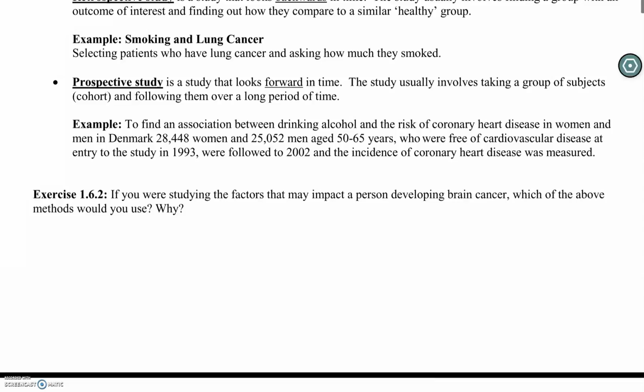So our exercise here, I love to ask, which one makes the most sense for a particular situation? So if you're studying factors that might impact a person developing brain cancer, which of the methods would you use and why? Brain cancer is not very common. So to me, this leads straight to a retrospective study. You could get a sample and then follow them into the future in a prospective study, but you'd be following them for a very long time. And there's no guarantee you'd get a large enough sample size to be able to do anything meaningful. And a cross-sectional study, you're going to be in the same boat, except you don't have to waste all the time waiting. So retrospective study would be the best one here.